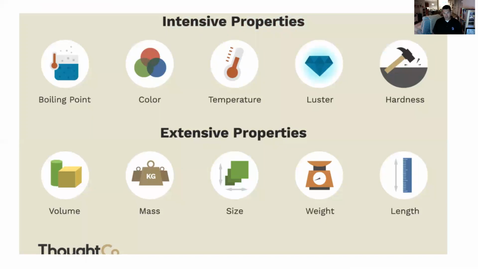All right, so now those are the physical and chemical properties of matter. All right, now we have these two terms, and these are important terms: intensive and extensive.